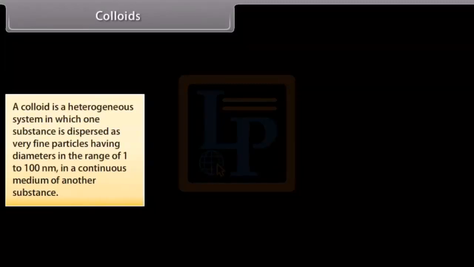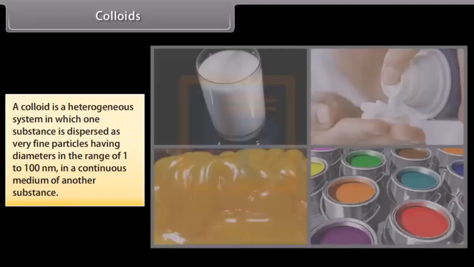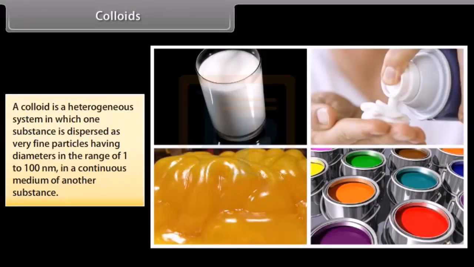Colloids. A colloid is a heterogeneous system in which one substance is dispersed as very fine particle having diameters in the range of 1 to 100 nanometer in a continuous medium of another substance. For example, milk, shaving lather, jelly and paint.